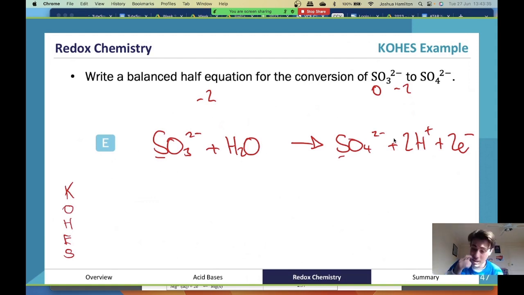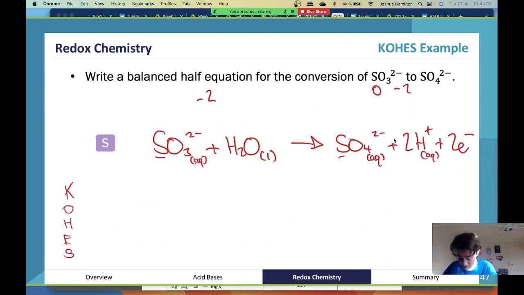But remember the last step. The last step's one of the most important ones. Don't forget the states. So I'm going to add in my states, S. This will be aqueous. If you're not sure, water is liquid, and the H+ is always aqueous. There's no state on your electrons. That is your overall equation.